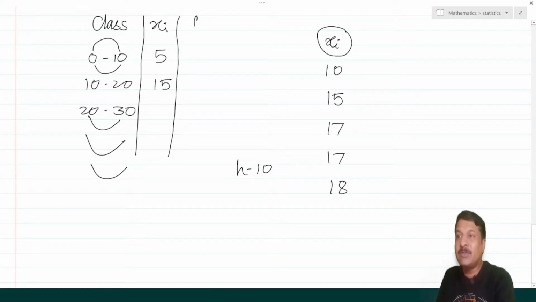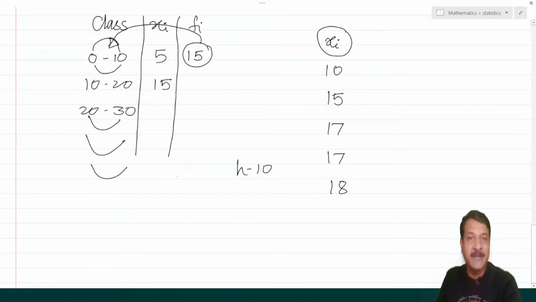And what about fi, the frequency? Marks obtained in the class or in the college between 0 to 10, suppose there are 15 students. So 15 students obtained 0 to 10 marks. So this 15 is the frequency. And if we add all of these, the summation of fi is nothing but n. N means the total number of students in a college or class, whatever they are.